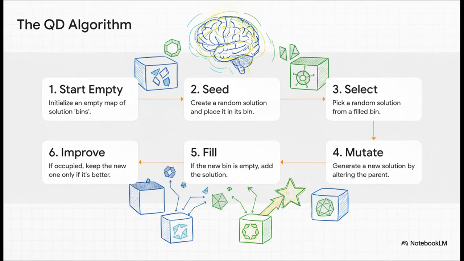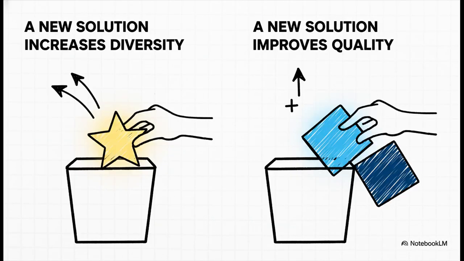The algorithm itself is actually incredibly intuitive. It basically just keeps creating new solutions and figuring out which bin they belong to. And this process perfectly illustrates the two main goals, quality and diversity. See, if a bin is empty, boom, the new solution goes right in. That's a new type of solution we've never seen before. But if the bin is already full, we only keep the new one if it's better than what's already in there. So over time, our collection gets both more diverse and higher in quality.